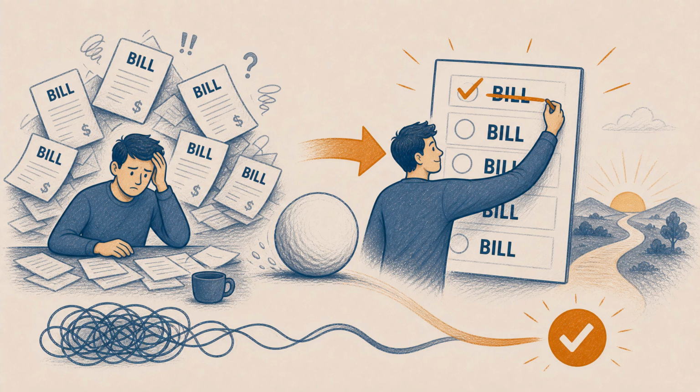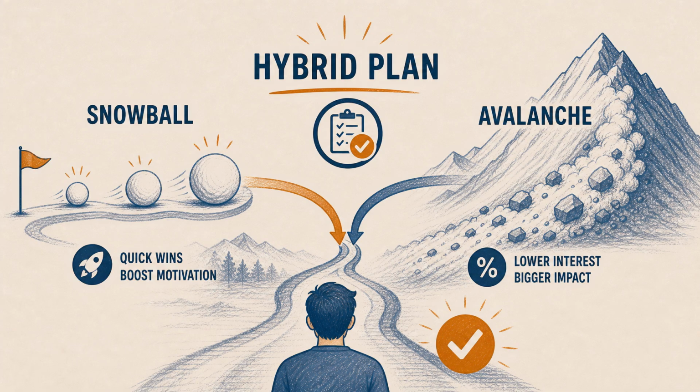Snowball tends to fit people who feel stuck, scattered, or tired of juggling many separate bills. If crossing one account off the list gives you energy, the Snowball method can turn a messy debt situation into a series of manageable steps. You are not required to treat these methods like rival teams. Some people start with one or two tiny balances for quick confidence, then switch to Avalanche for the remaining debts. A hybrid plan can combine motivation with interest awareness.